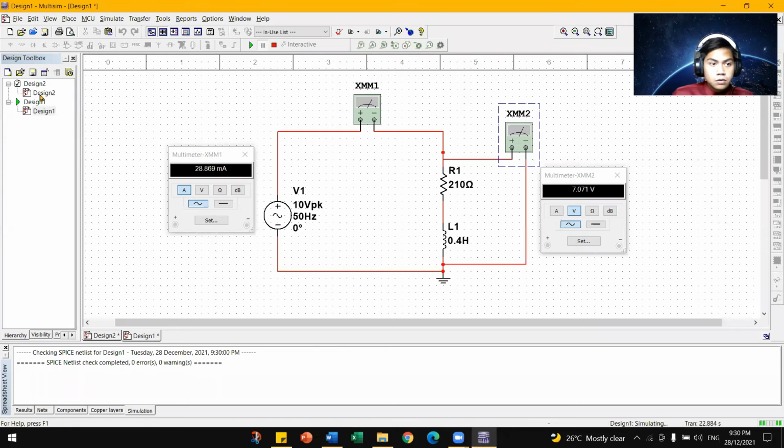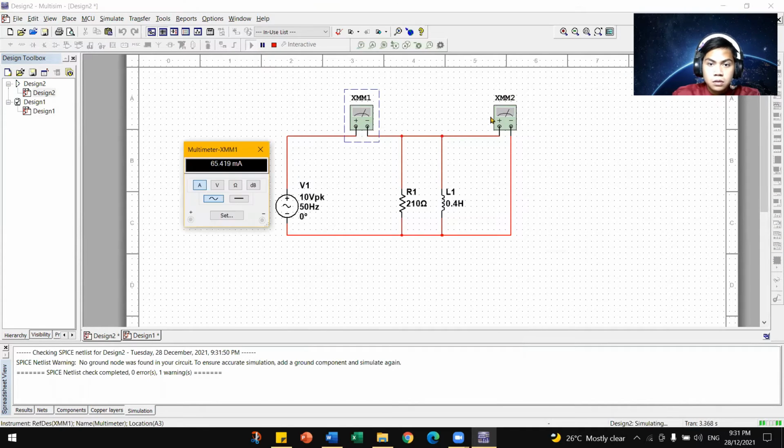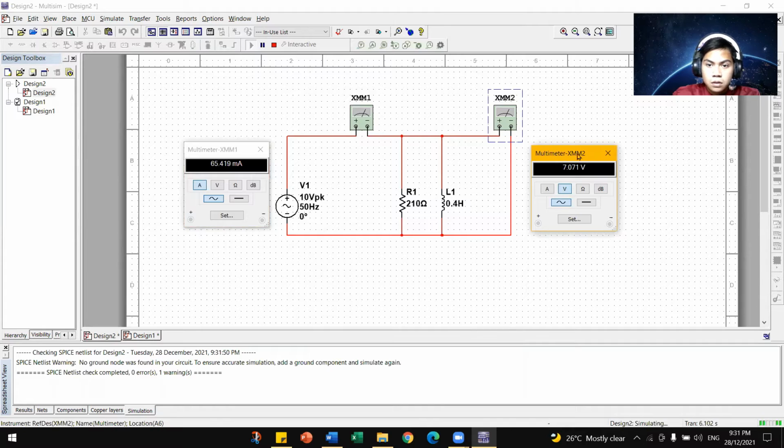So next we go for the activity 2, which is the same concept but different position of resistor and inductor. The load is in parallel condition. So initially I will put the value 210 ohm and 0.4 Henry. So we will run the simulation and read the ammeter and the voltmeter.